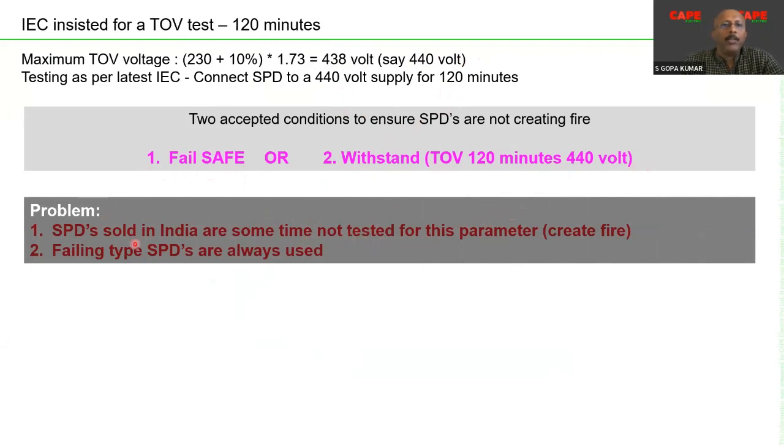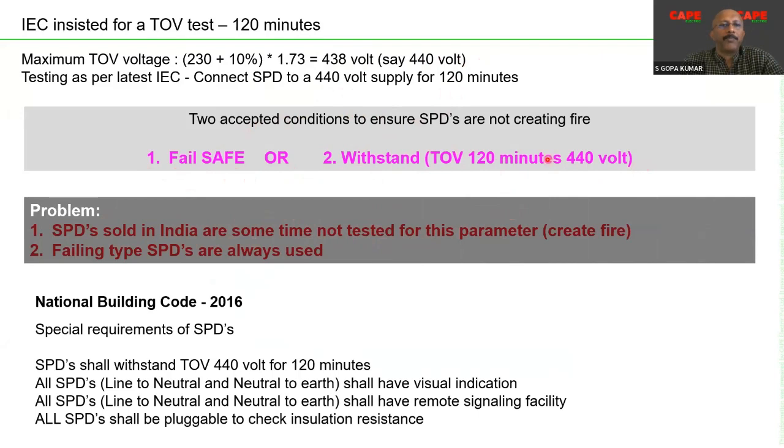So in our case, when you select the SPD, please ensure that your SPD is able to handle one of these. Fail safe means under a TOV condition, your SPD will fail, but it cannot catch fire. Let it fail, but it shall not create a hazard. Number two, the SPD can withstand. That means nothing happened to the SPD. SPD is still strong. So of these two SPDs, commercially, the second one will be a little bit expensive.